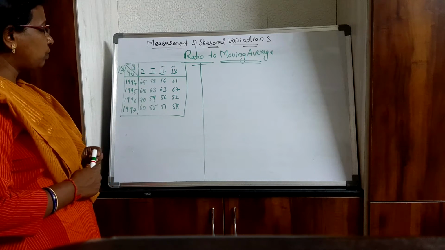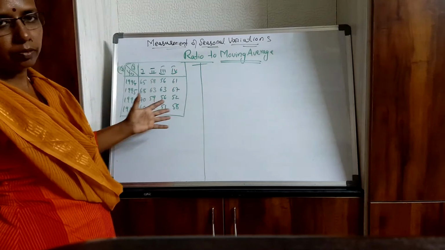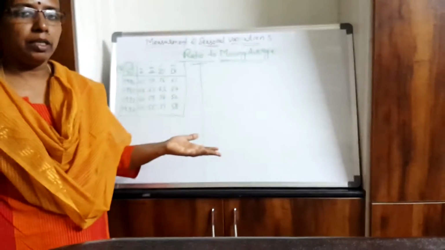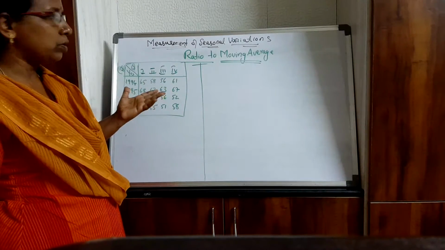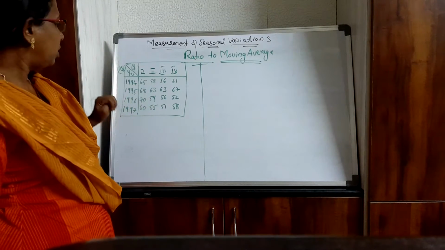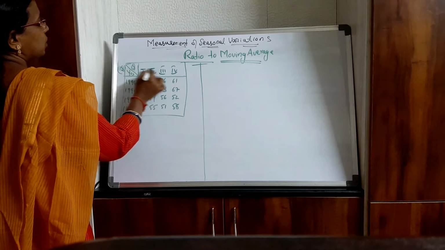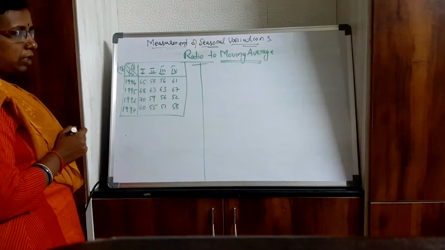So let us suppose a problem is given to you like this: find the seasonal indices for the following data using the ratio to moving average method. So this is the data, quarterly data, and these are the years.